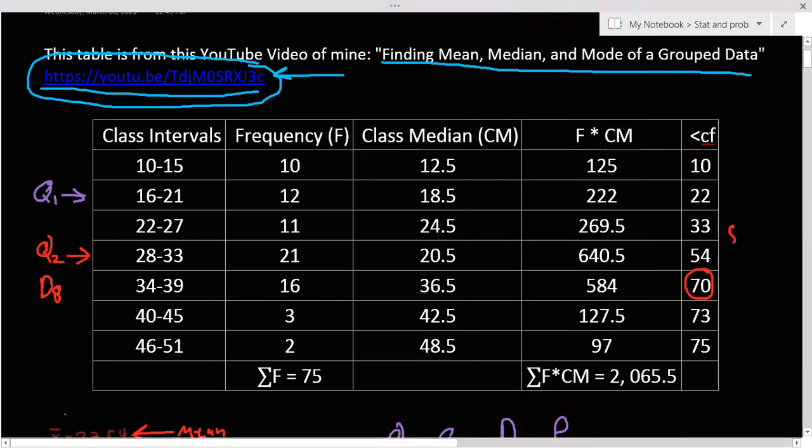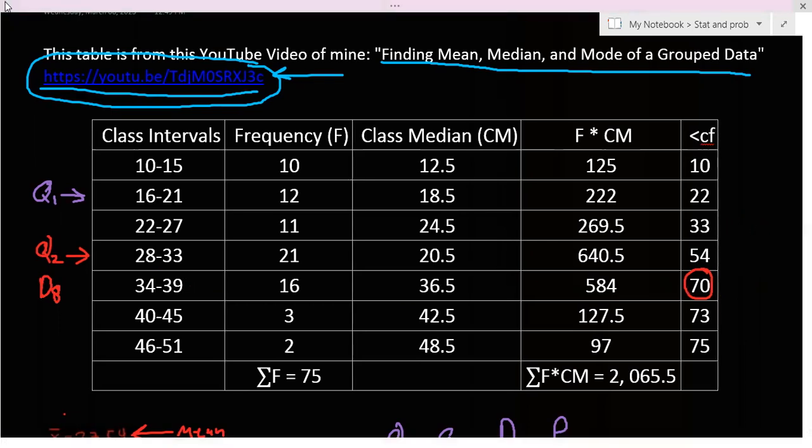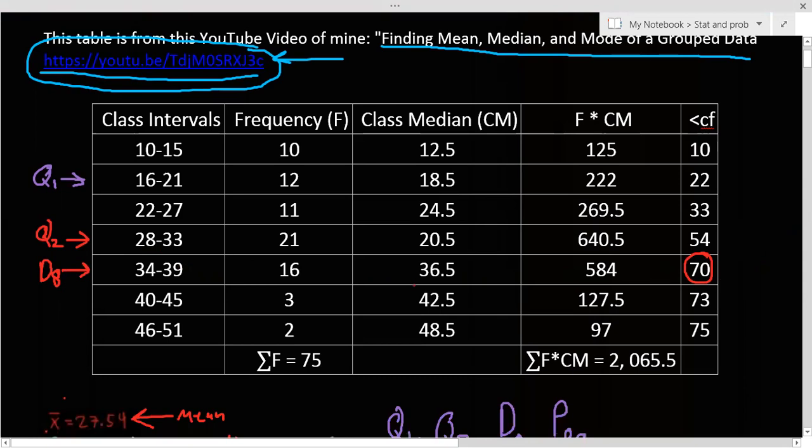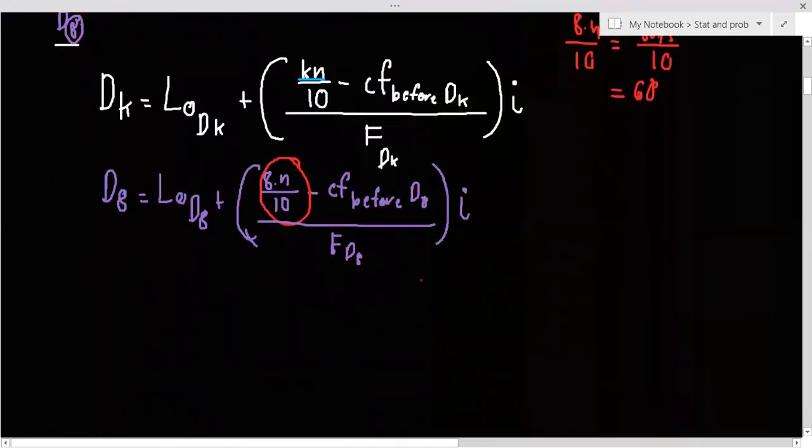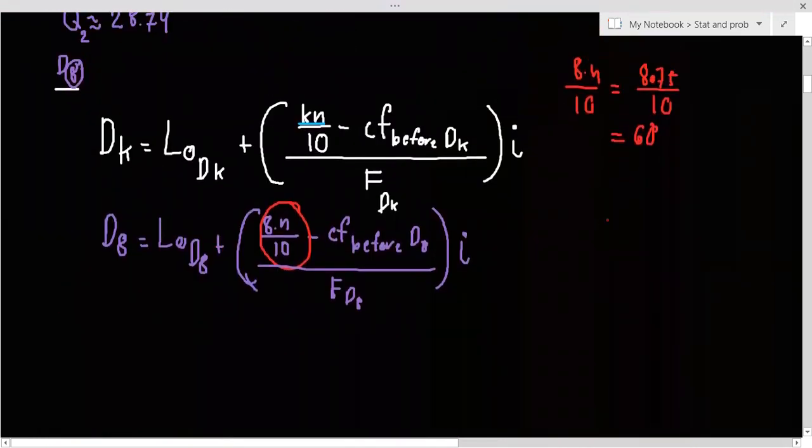Wait lang ha, 54 to 70 ha, mali ako, 54 to 70. Baka sa isip nyo 77 sinulat ko rito, 70 dito ha. Anyways, yeah. 8 decile is in 34 to 39 class interval. So now what we're going to do is we will now find the other variables.